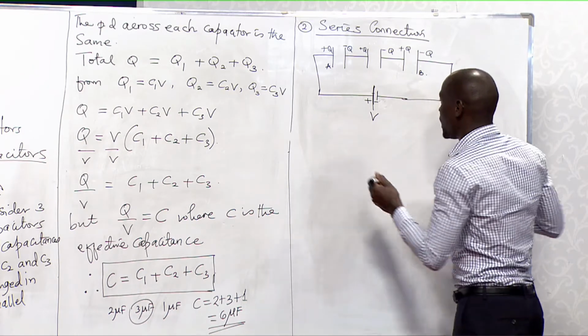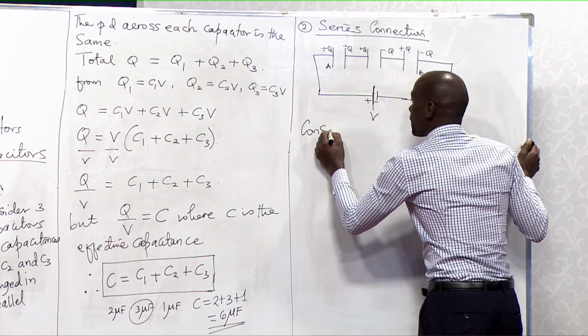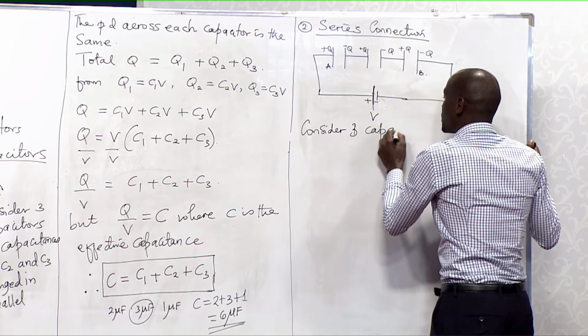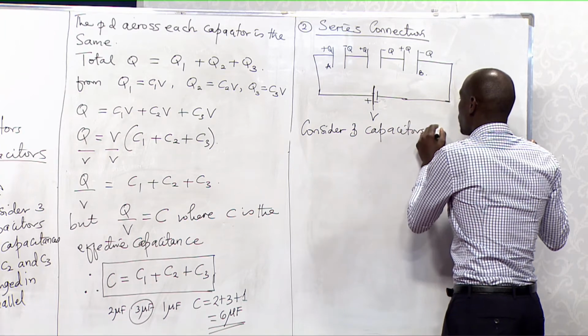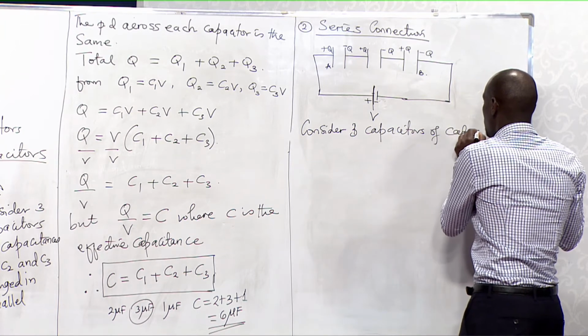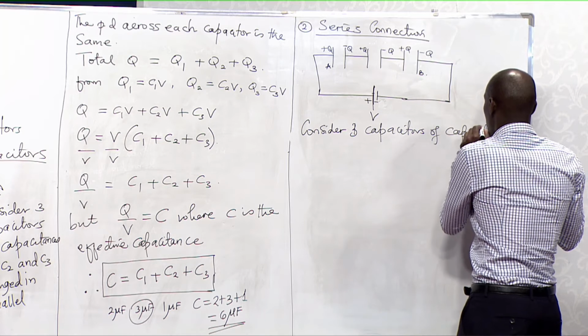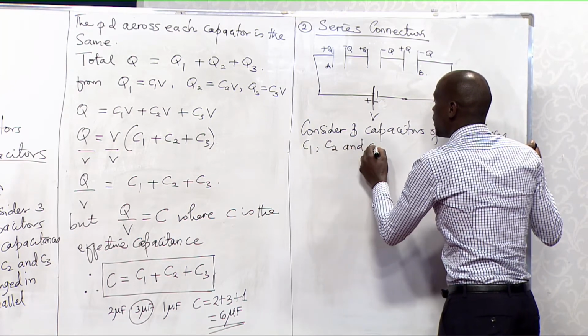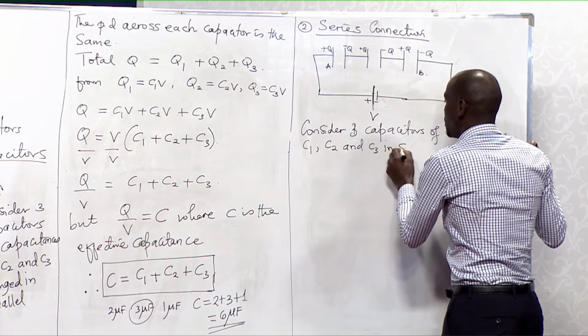Okay? So we consider 3 capacitors of capacitances C1, C2, and C3 in series.